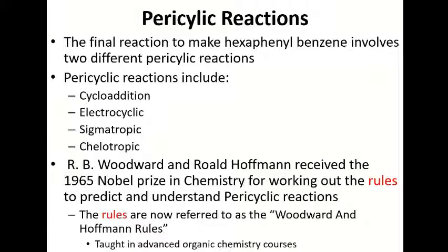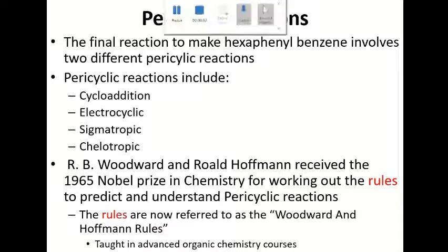This is the final reaction to make hexaphenylbenzene, and it involves two different pericyclic reactions. The pericyclic reactions include cycloaddition, electrocyclic ring opening or ring closing, sigmatropic rearrangement, and cheletropic extrusion.